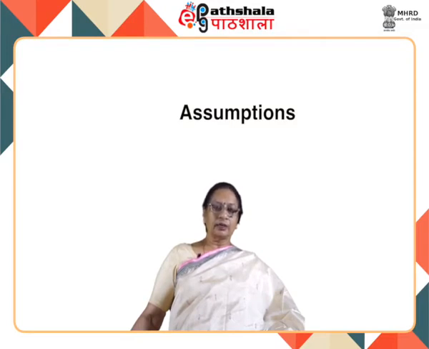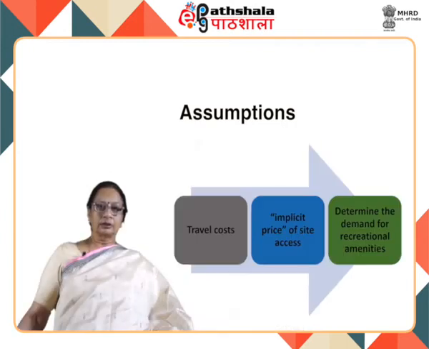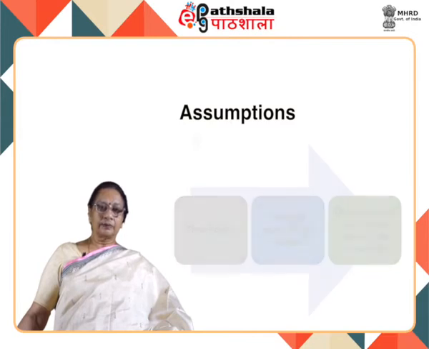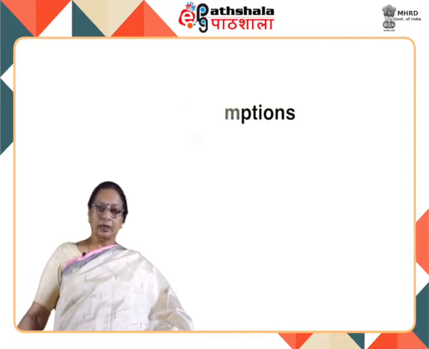Information on socio-economic characteristics such as age, income, other sites visited, length of visit, and any other variable which affects the demand for the site is also gathered from the visitors. Then a database is created and analyzed to estimate the demand function. Thus, travel costs represent an implicit price of site access which is used to determine the demand for recreational amenities provided by a natural resource. It is the same as estimating people's willingness to pay for a market good based on the quantity of a good demanded at different prices.